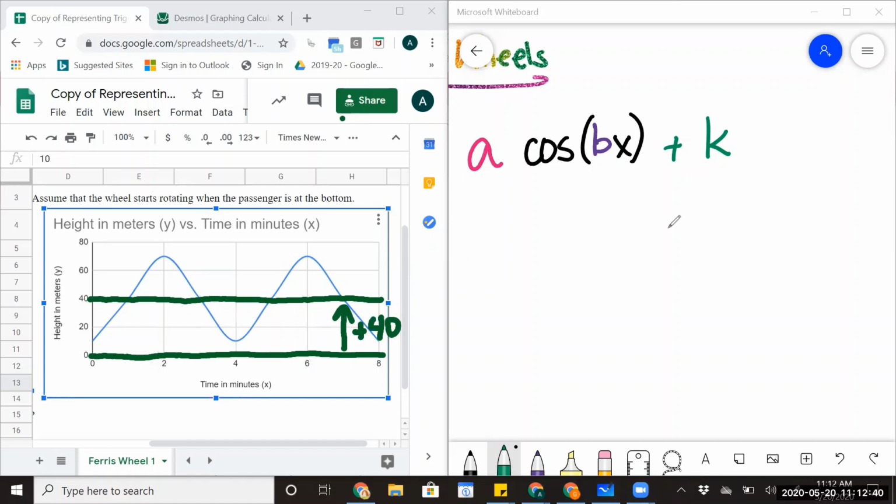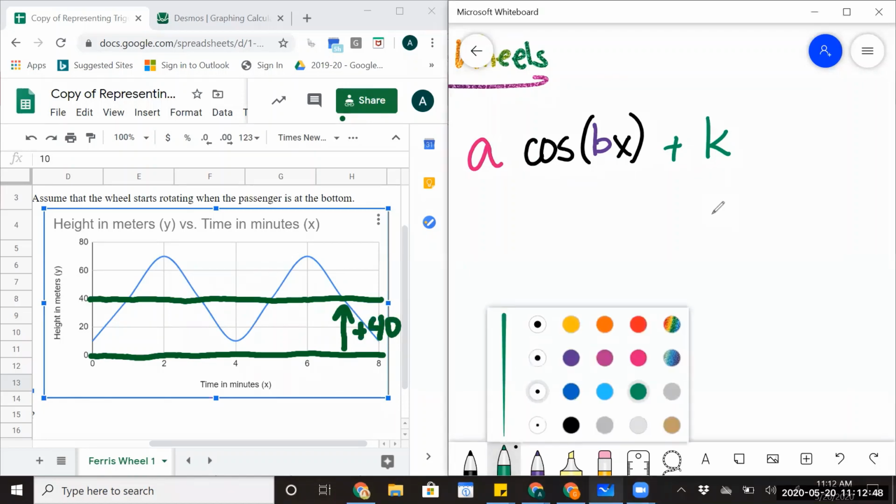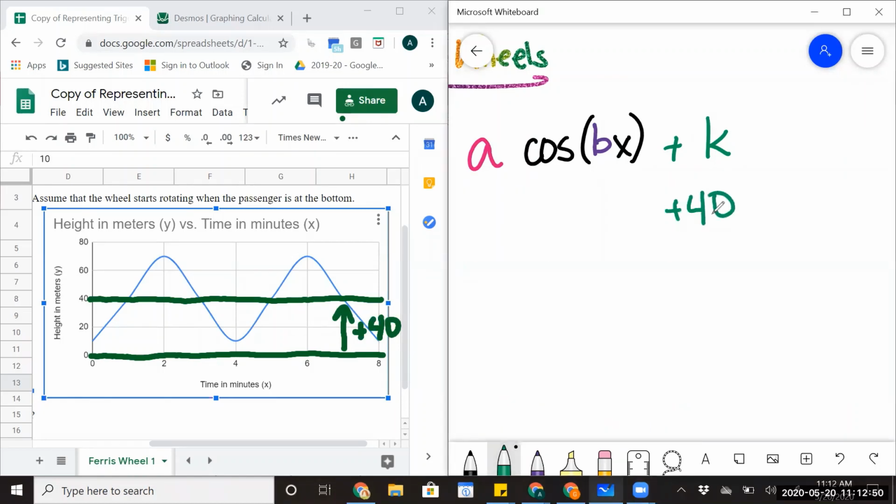And so now I've got a K value. Oh, sorry, wrong pen. I don't want that to disappear later. So now we've got this plus 40. Okay, so that's a start. We just moved our whole cosine function up 40.